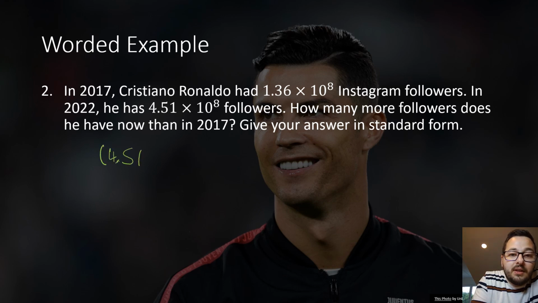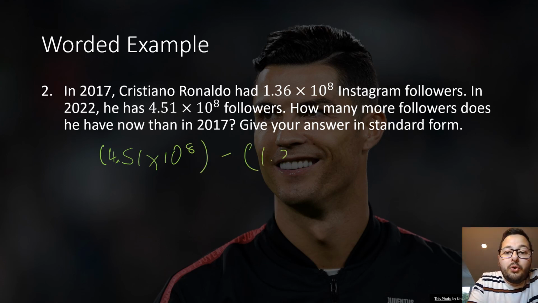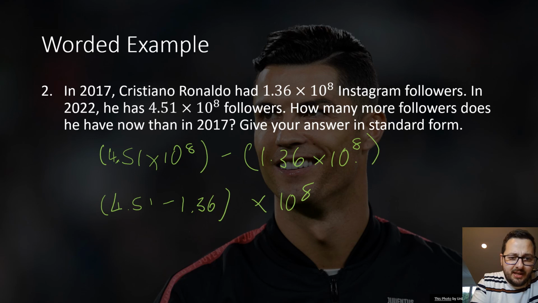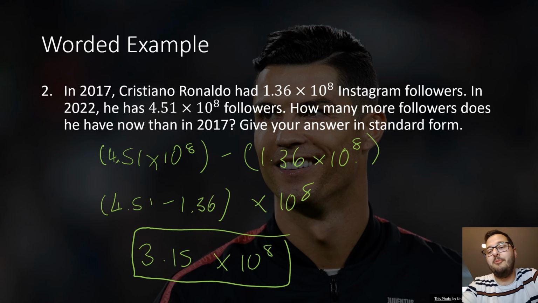So this is going to be 4.51 times 10 to the 8 minus 1.36 times 10 to the 8. And now we can just bring the minuses together. So this is 4.51 minus 1.36 times 10 to the 8. And then if we do this takeaway, this is going to be 3.15, I think. Yeah, times 10 to the 8. And then we want our answer in standard form. So that's how many more followers he's managed to get. Good on him.